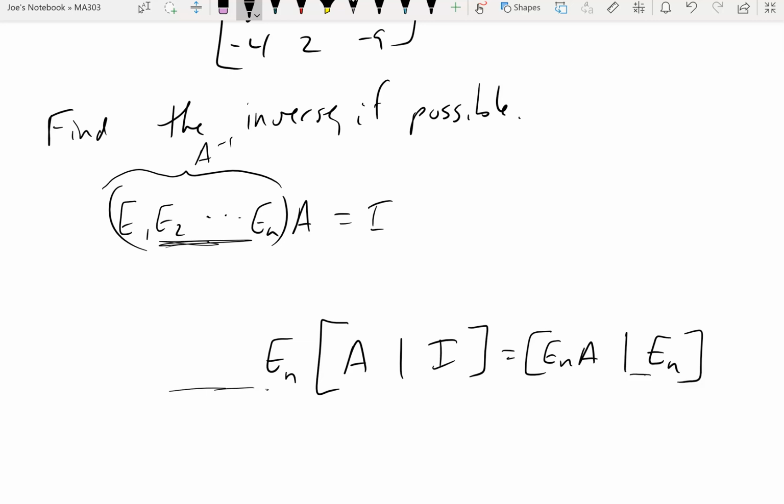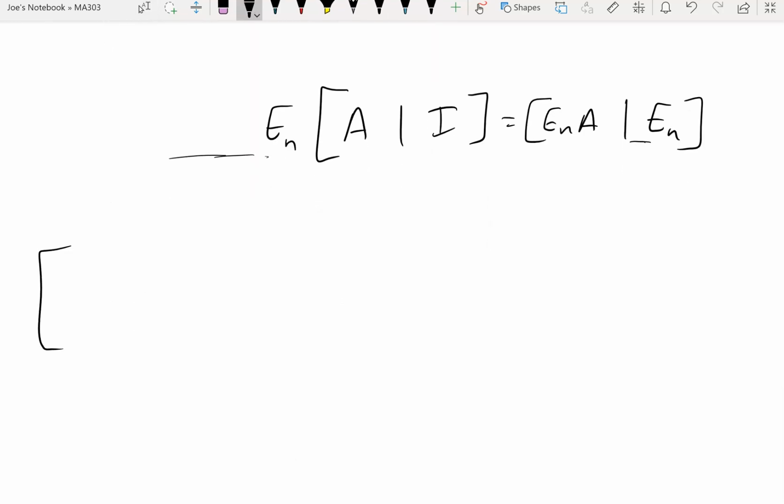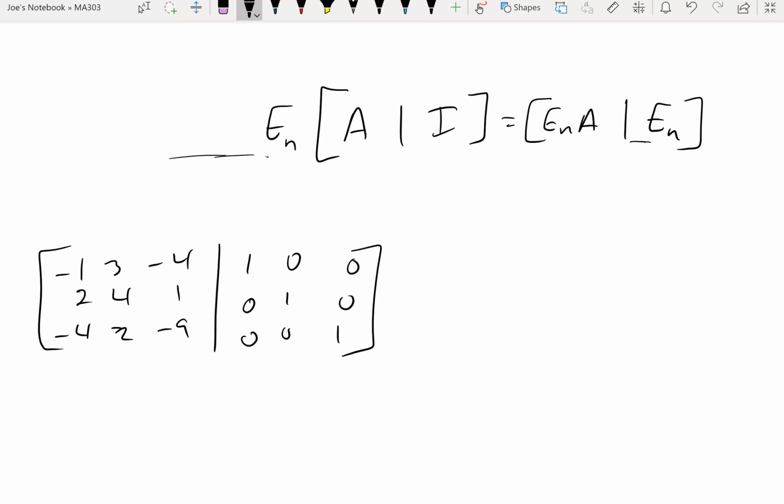All right, so the matrix again was -1, 3, -4, 2, 4, 1, -4, 2, -9. And you want to augment the identity matrix. And now we're going to go through the row reduction process just like we did before.